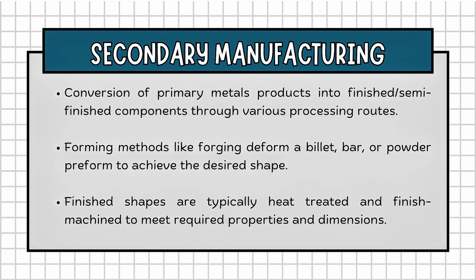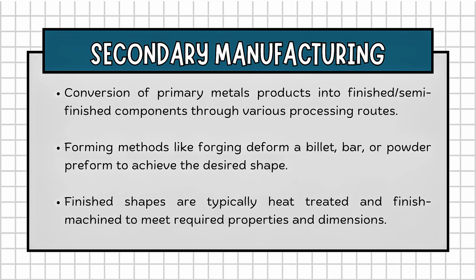Forming methods like forging deform a billet, bar, or powder preform to achieve the desired shape. One major route in secondary manufacturing is forming or shaping, and forging is a prime example. In forging, we start with a solid piece of metal. This solid piece of metal could be a billet, a bar, or even a compacted powder preform, and we apply compressive forces to reshape it. This process not only produces the required geometry, but also improves metal properties by refining the grain structure. Essentially, we're reshaping the metal while also enhancing its mechanical strength.